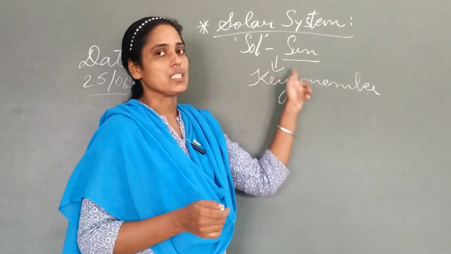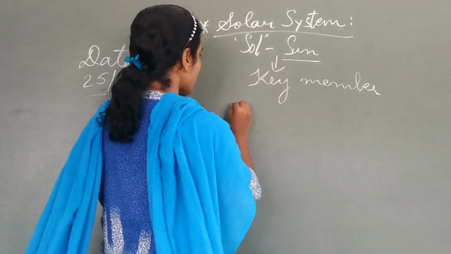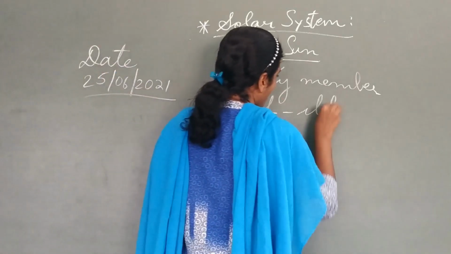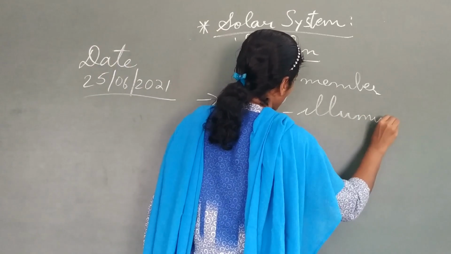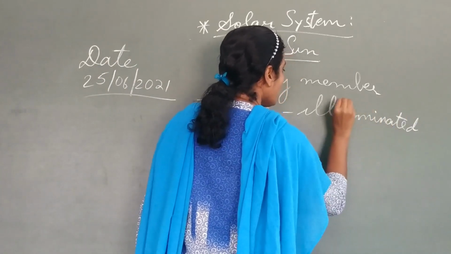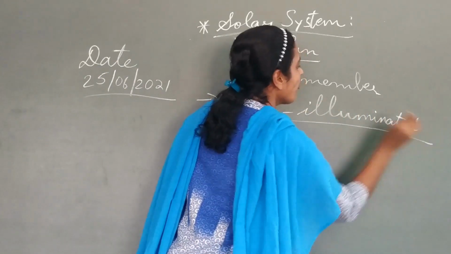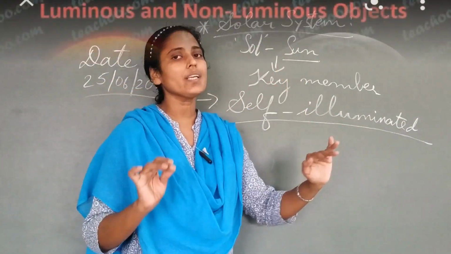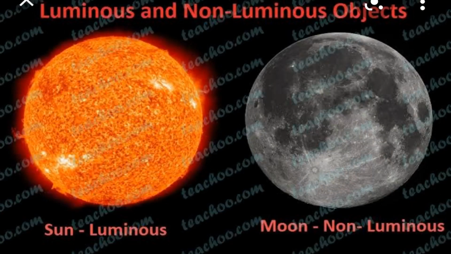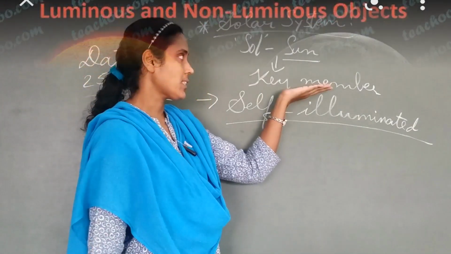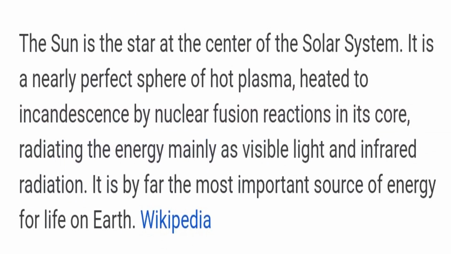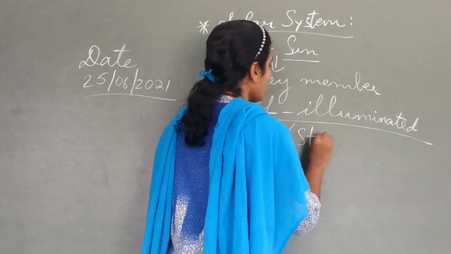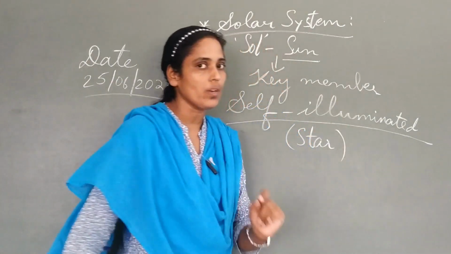And the sun is a self-illuminated star. Okay, students? Sun is a self-illuminated star. What do you mean by the word self-illuminated? It means it does not need the help of any other element to give light. It is already having light of its own, light as well as heat. The sun is a star. Don't be confused, students. The sun is a star which already has its own shine, its own light and heat.